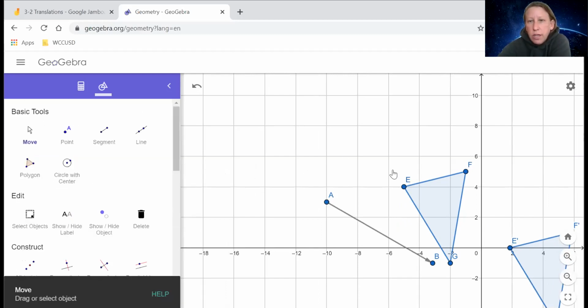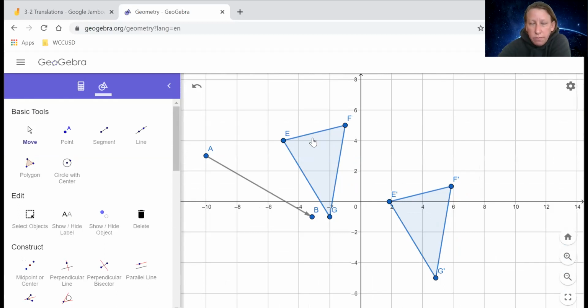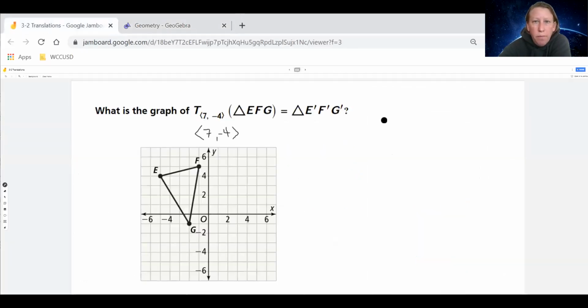That's like any tool, you've got to play around with it. It moved it 7 to the right and 4 down. Every point moves 7 to the right and 4 down. Okay, let's go back to here.